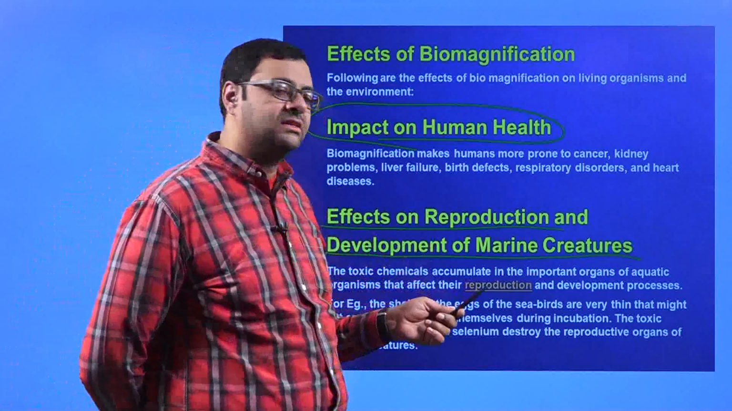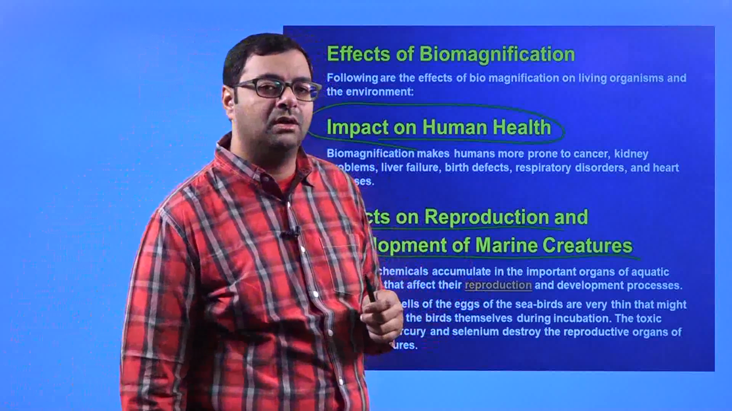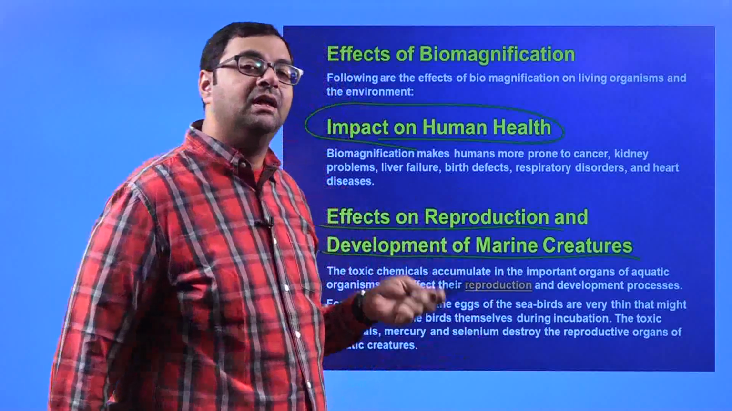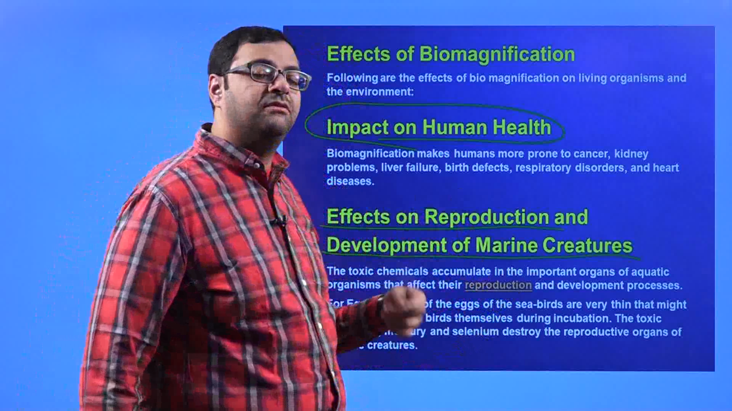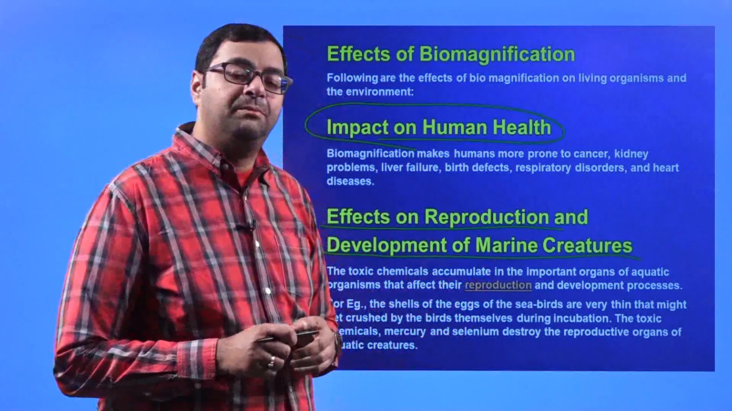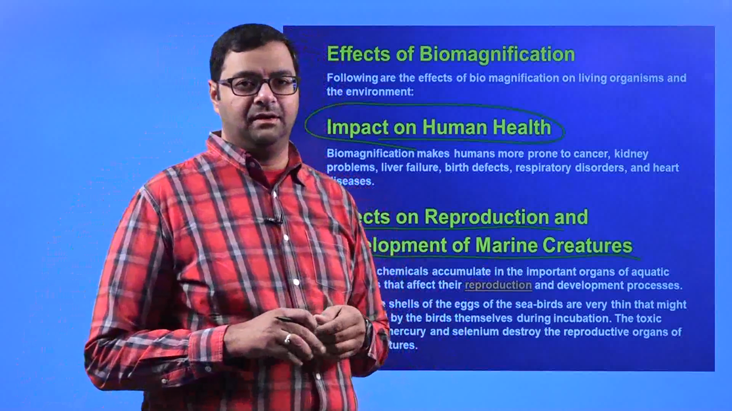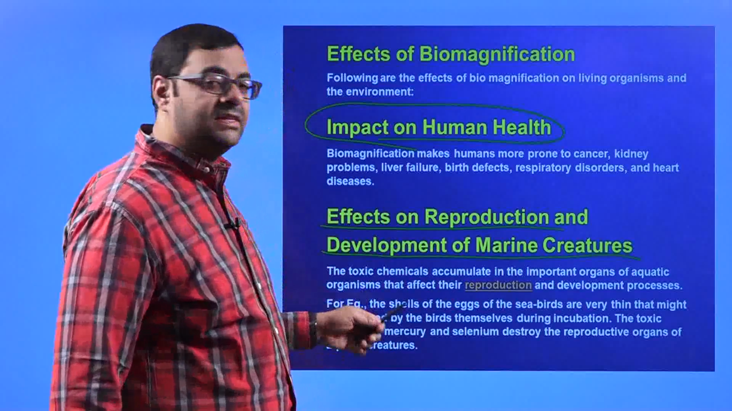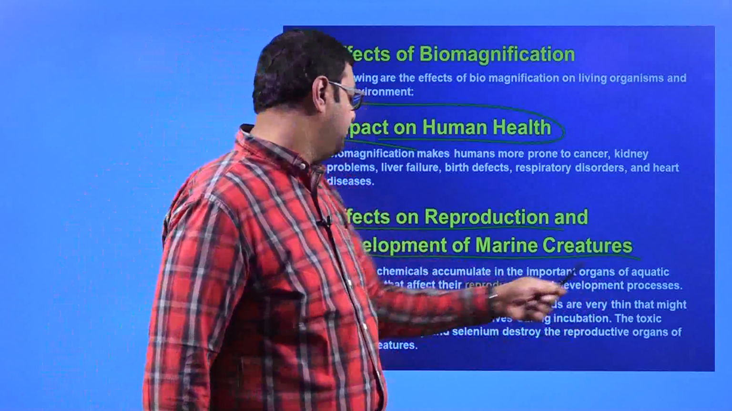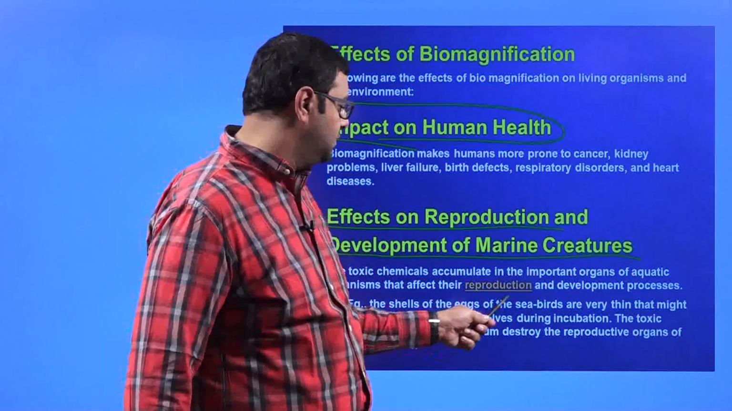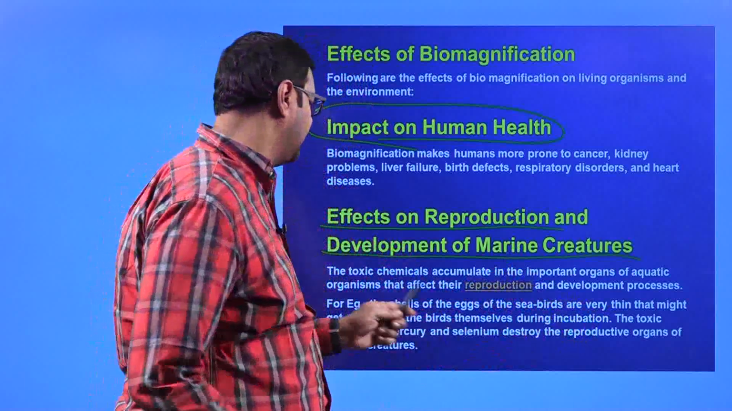Some of these toxic substances get accumulated in the important organs, I can say the reproductive organs, of the aquatic organism. When they accumulate there, the process of reproduction is affected and then the development process is also affected. For example, the shells of eggs of seabirds are very thin and might get crushed by the birds themselves during incubation. The toxic chemicals mercury and selenium destroy the reproductive organs of aquatic creatures.